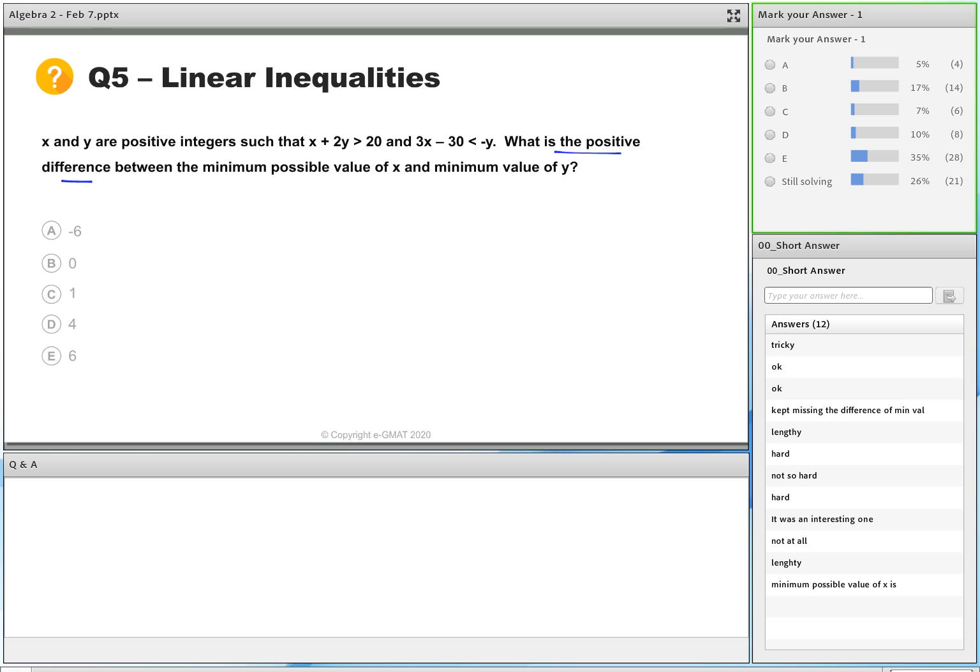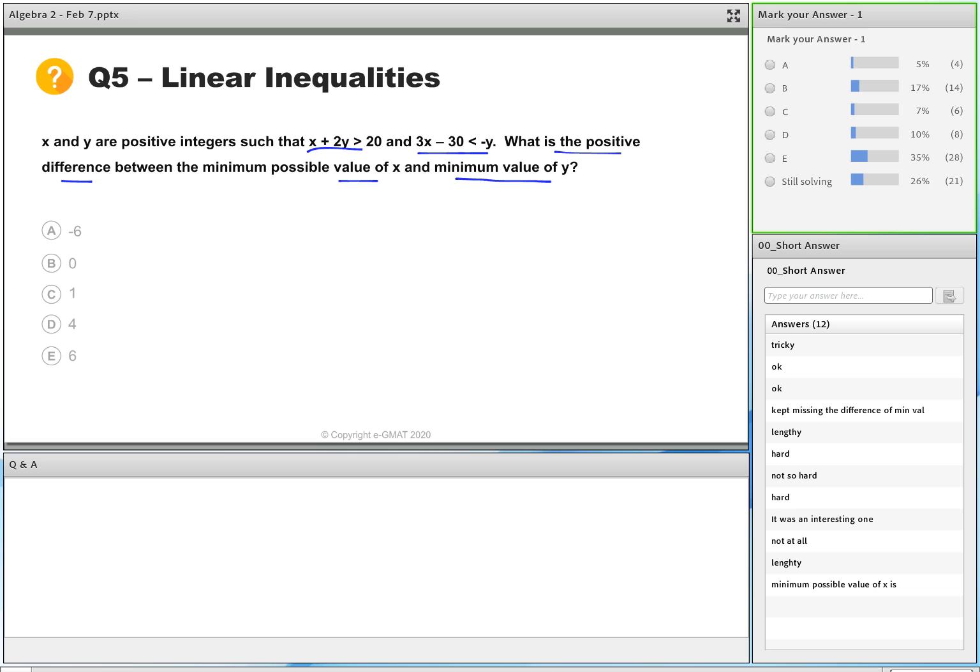X and y are positive integers. I have been given two inequalities. What is the positive difference between the minimum possible value of x and the minimum value of y? So in this question, whatever we were doing in the last set of questions, we were to find the range of one number. Here we need to define the range of two numbers, right? Once for x, once for y.